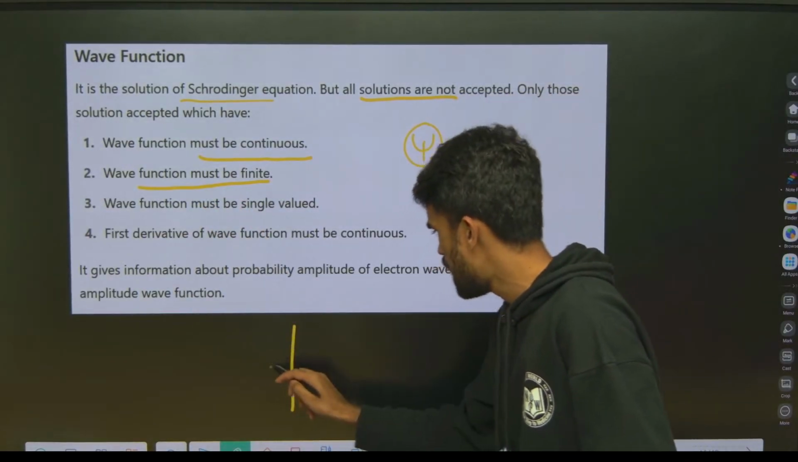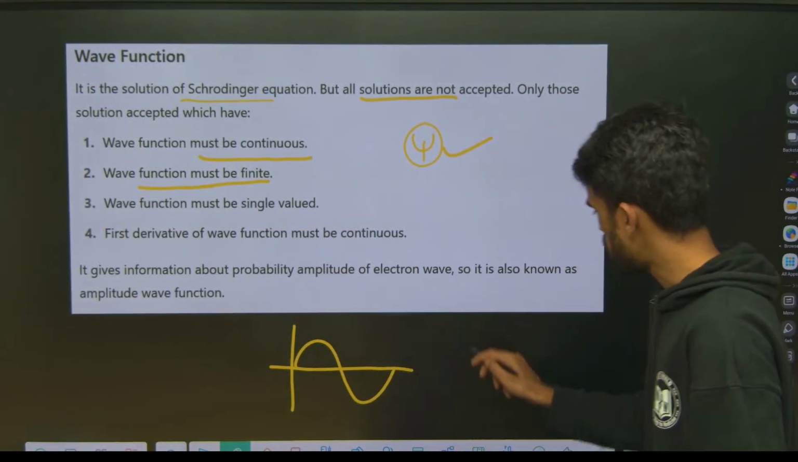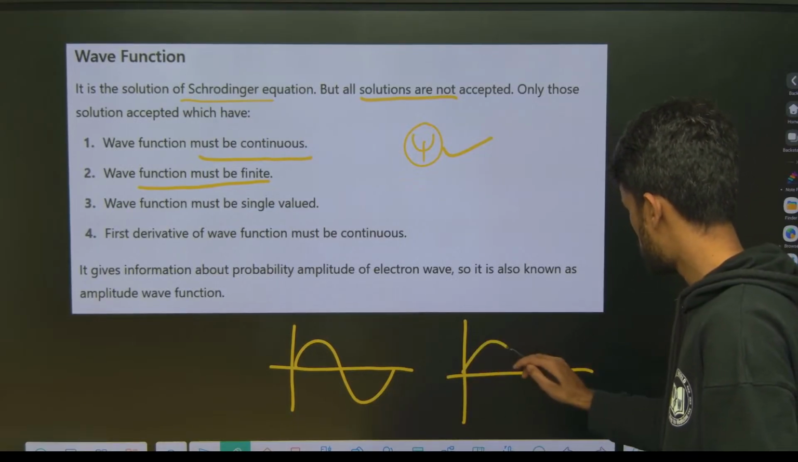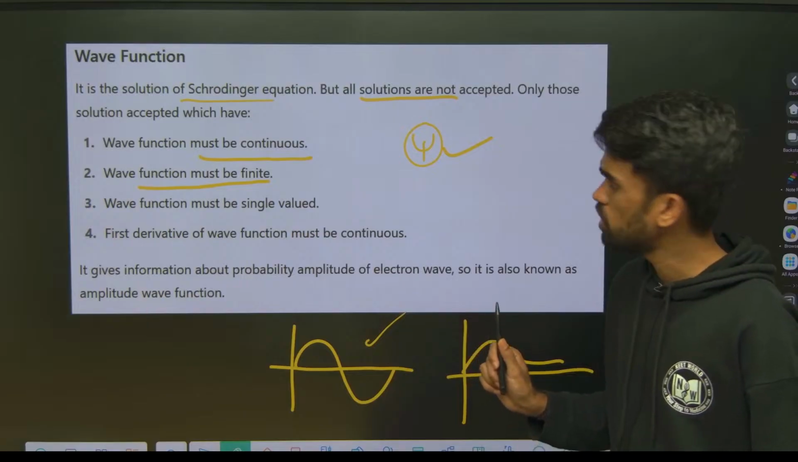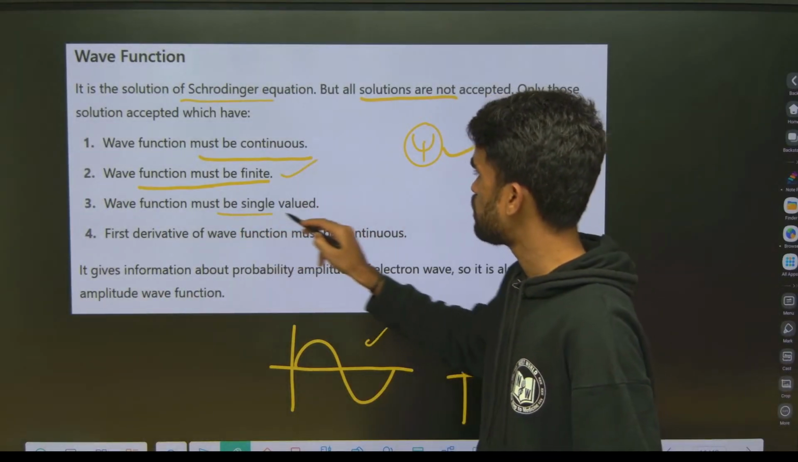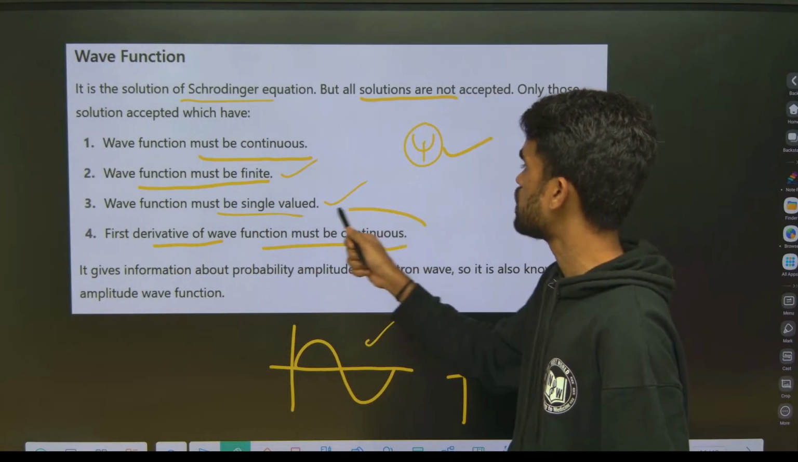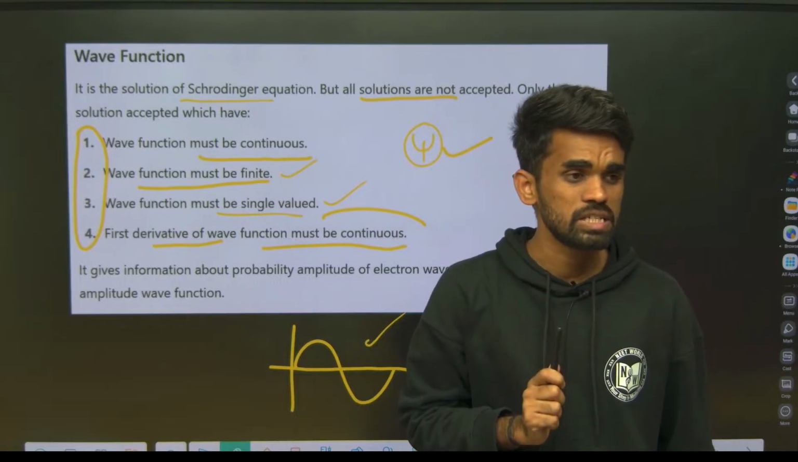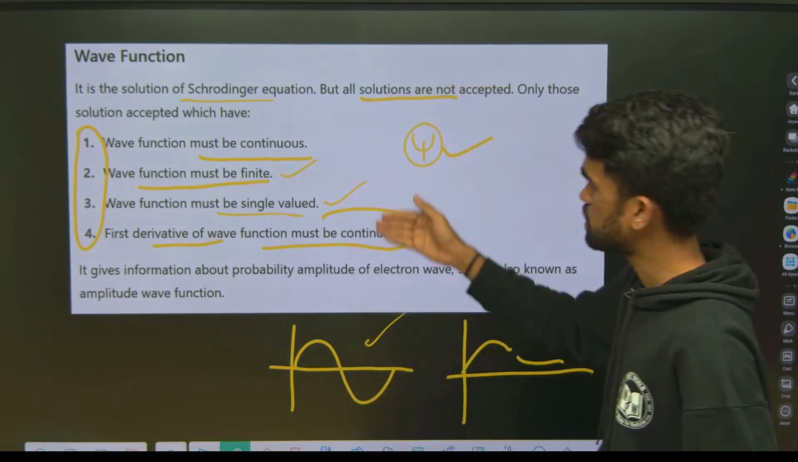Continuous means, for example, I am indicating a wave like this. This is a full wave. Now if I indicate the wave something like this, see, this is discontinuous. So the wave function must be continuous, it should be finite, and it should be single valued. The first derivative of the wave function must also be continuous. These four points they will give in the options to identify the conditions to be satisfied in order to accept a solution of the wave function from the Schrodinger equation, so these four sentences are important.